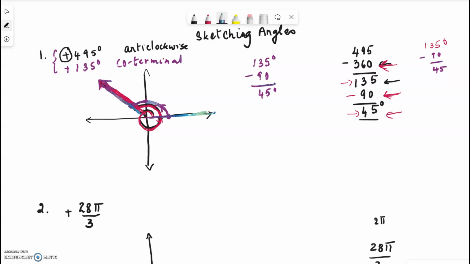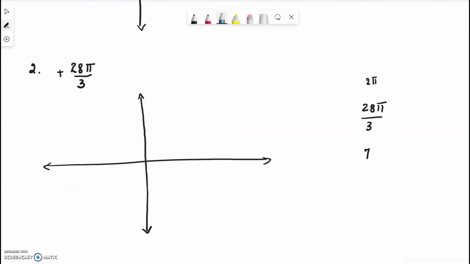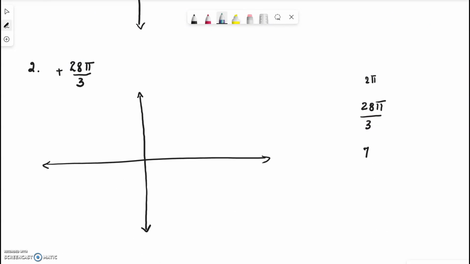Now let's sketch the angle that is given in radians. Notice that 2 pi is a full circle. It's 360 degrees. Okay, so now we're counting in terms of how many full circles we need to go, and in addition, how much more. So 3 goes 9 times into 28, because 3 times 9 is 27. And in addition to that, we're left with a remainder of 1. So 9 plus 1/3 is 28 over 3.